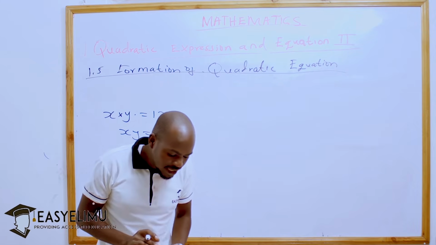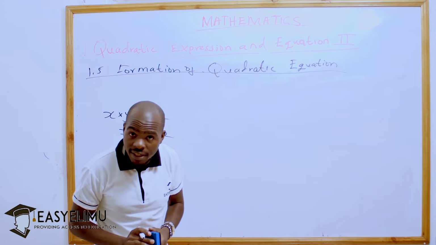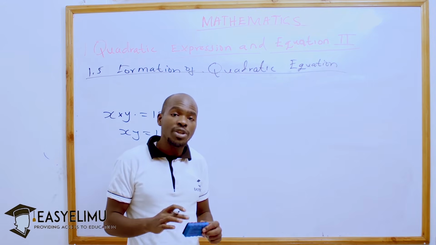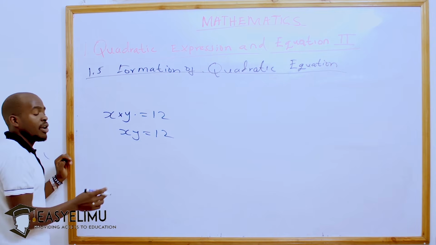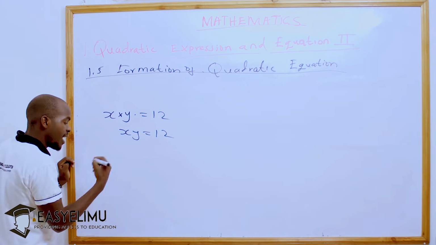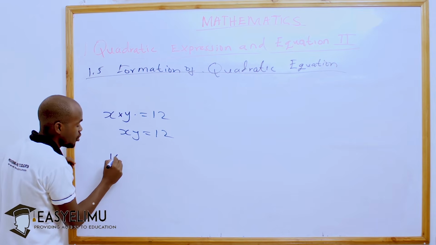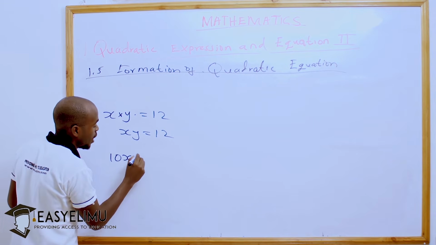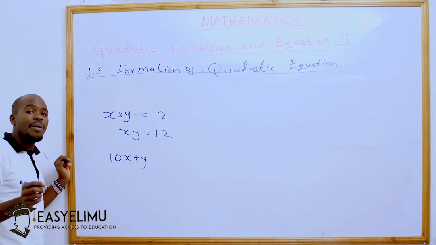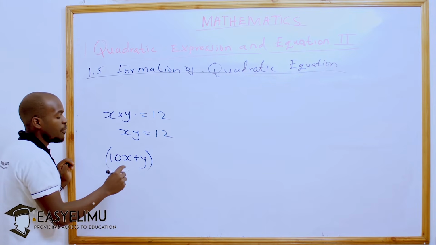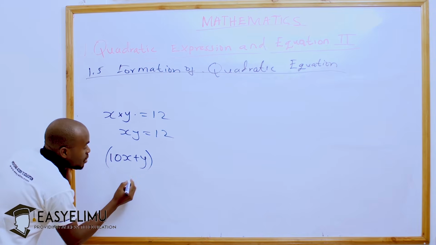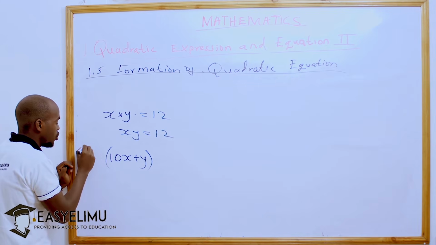But if the digits of the number are reversed, the new number formed exceeds the original number by 9. So meaning that initially we have seen that the original number will be 10x plus y. Remember the case of 99 and how we did it. And if we reverse the digits, then it will become the new number. This was the original.